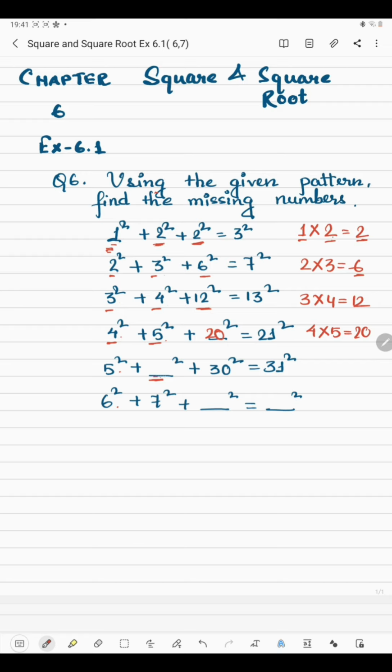Now here the digit is missing in the second column, so what should be here? See in the third column we have 30, right? So what should be multiplied by 5 to get 30? So it's 6. So 6 square will be there in second column. Now coming to last column, see here, if you multiply first and second, then we will get the digit in third column. So 6 multiplied by 7 is 42. So 42 will be in the third column, right?